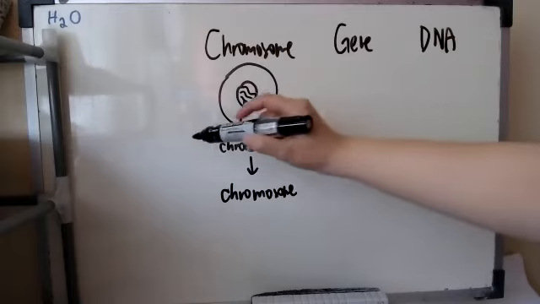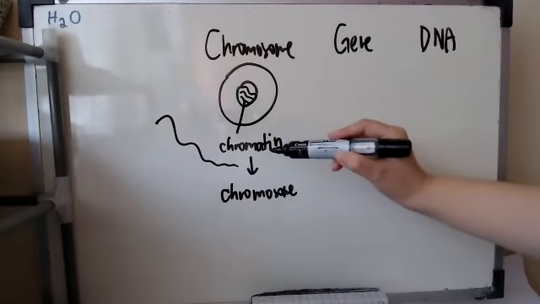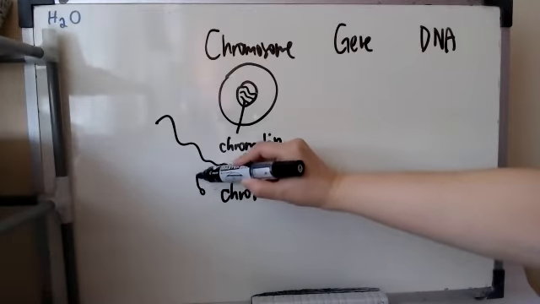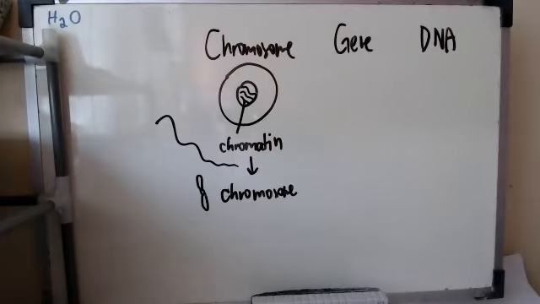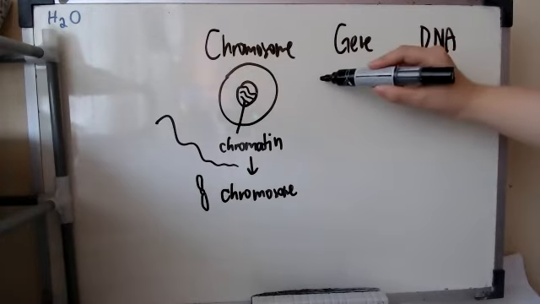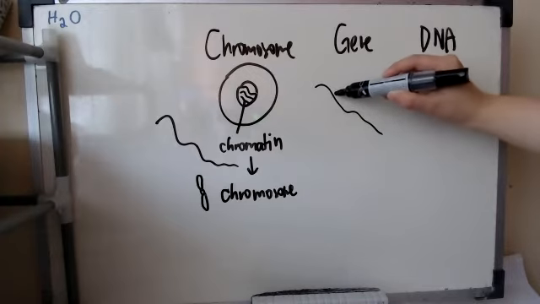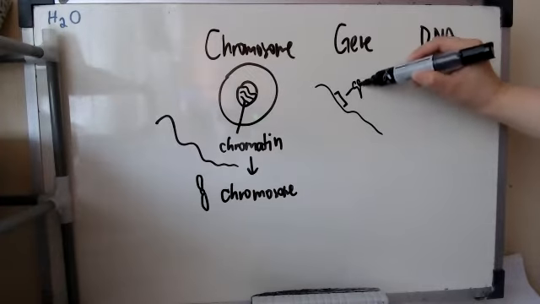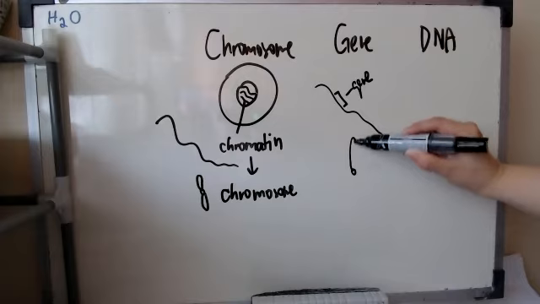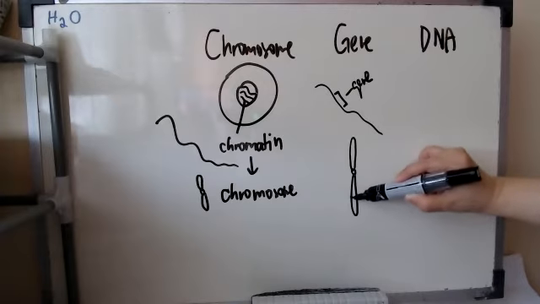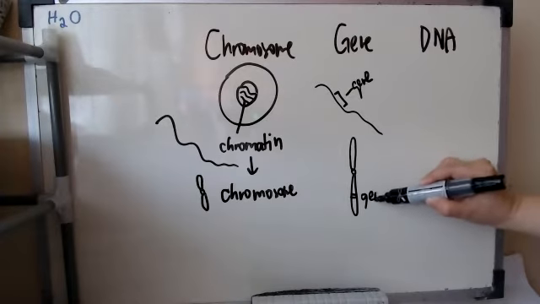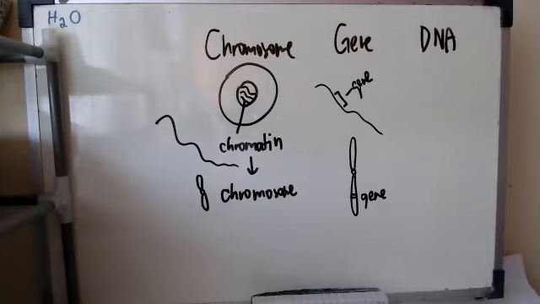So basically, chromatin looks something like this, a long thread-like structure. Chromosomes would be drawn as something like this. So a gene is a segment of the chromosome. If it's found in chromatin form, then this small segment is the gene. If it's in chromosome form, then this small segment is a gene.